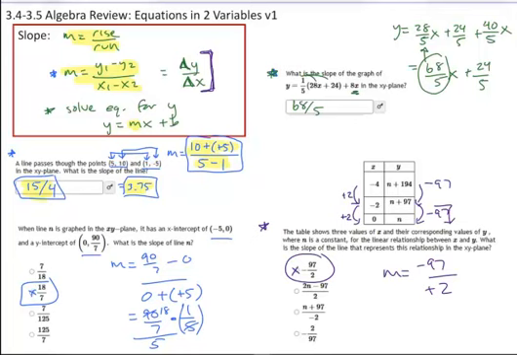Okay, and so even though it doesn't fall into either of those specifically, you can fit it into that rise over run or change of y's over change of x's.